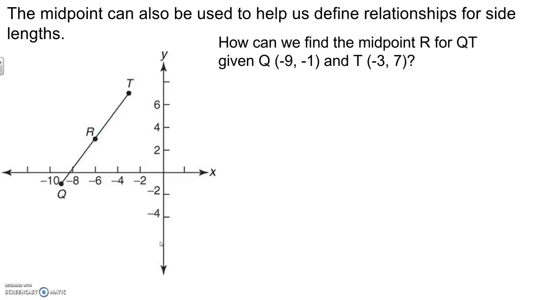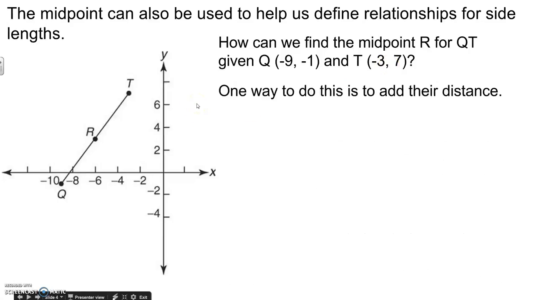The midpoint can also be used to help us define relationships for segments. So given a line segment QT, how can we find the midpoint R for QT if we know the location for Q is -9, -1, and T is -3, say? Well, if we were to draw this out, we could actually take some measurements here, right? So we could add their distances.